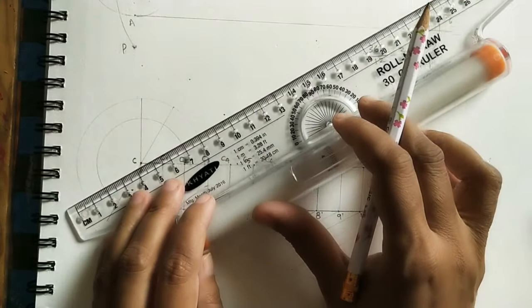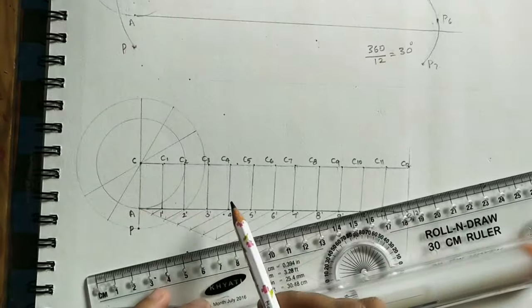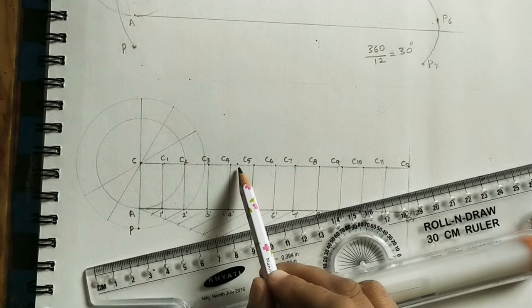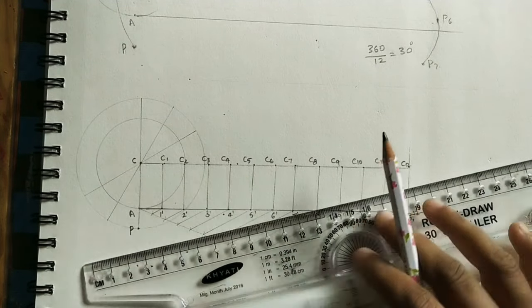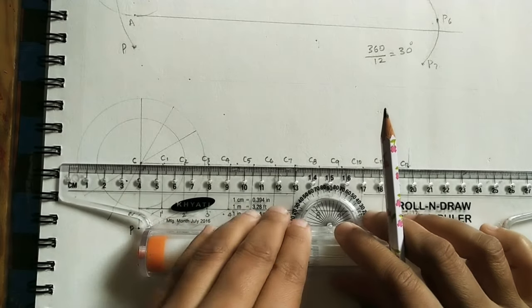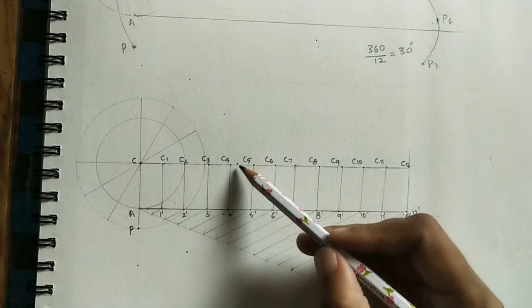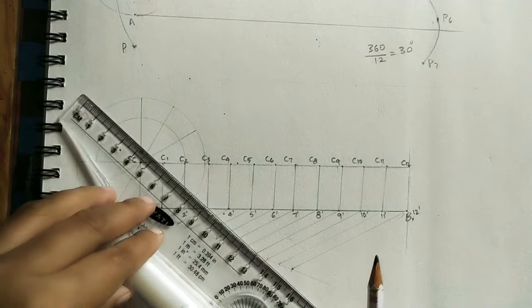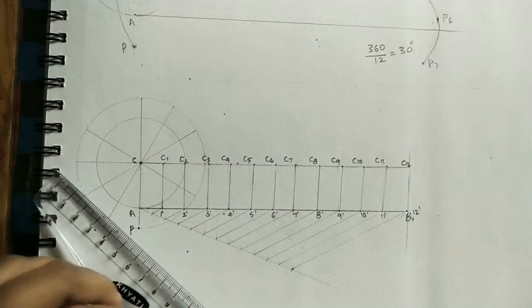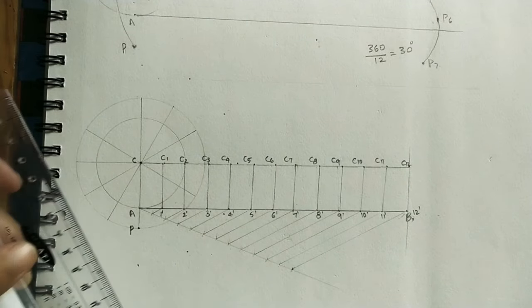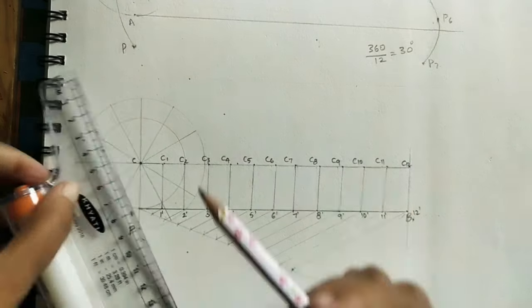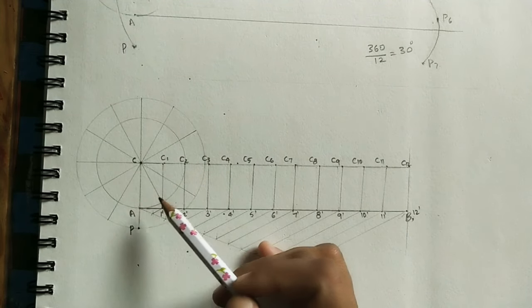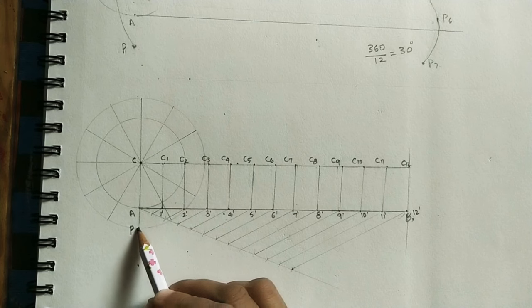Next, this point. Next, this point. Now after this point. After this point. Like this. Now here we have divided into 12 divisions. So mark the intersection points. This is the P point.